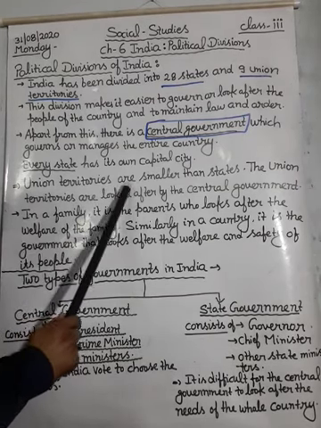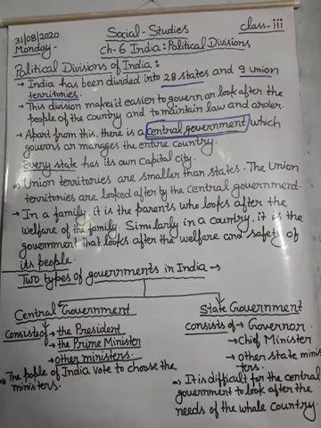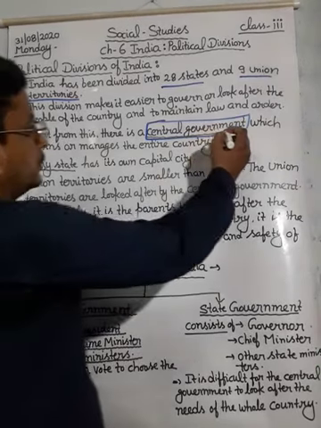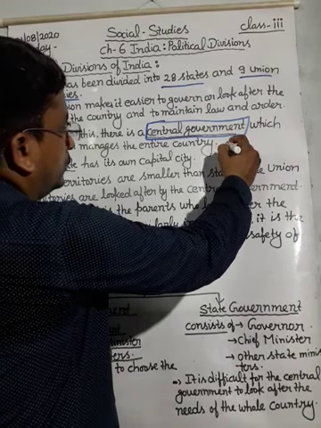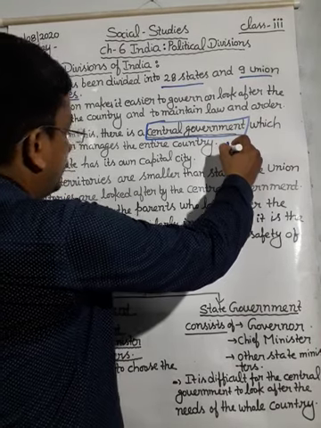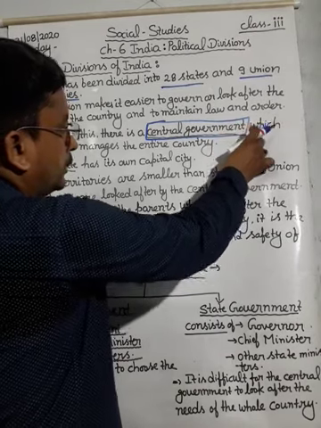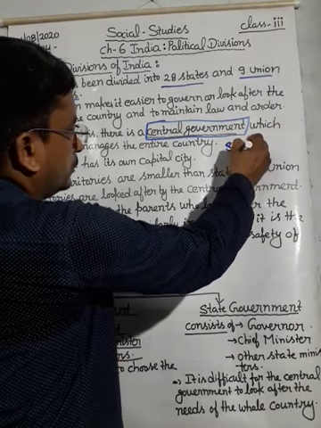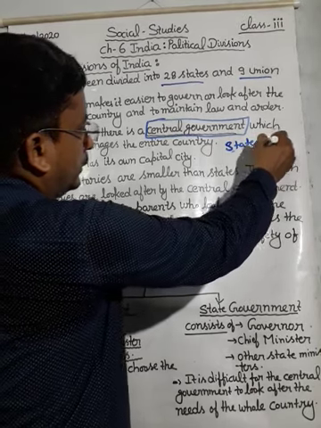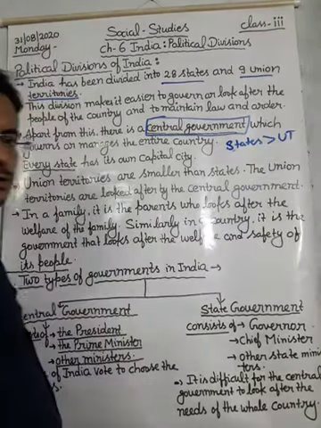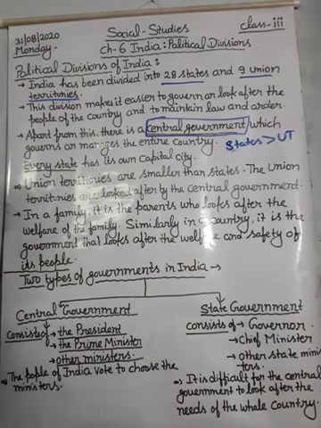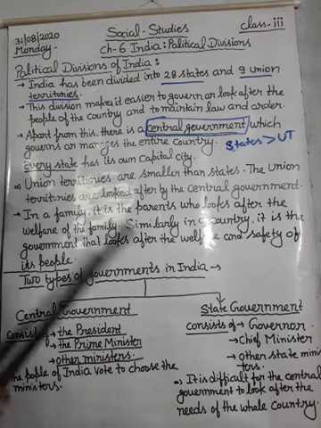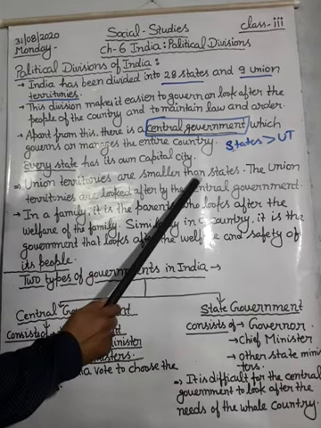Union territories are smaller than states. Yes, student. In other words, states are greater than union territories. On the other hand, we can say union territories are smaller than states. So every state has its own capital. Union territories are smaller than states.